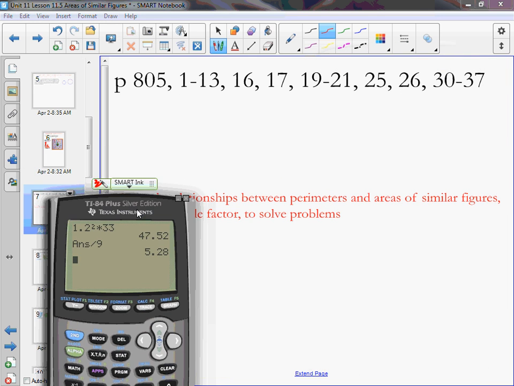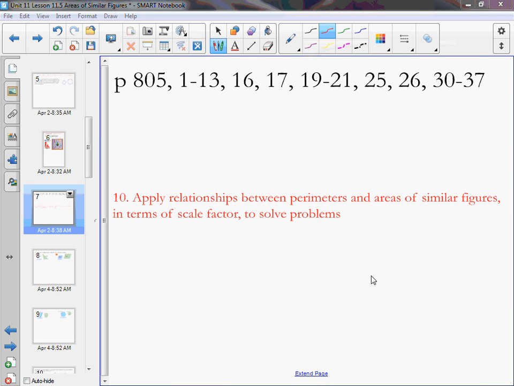Then here you go. Page 805, do 1 through 13, 16, 17, 19 through 21, 25, 26, and 30 through 37.